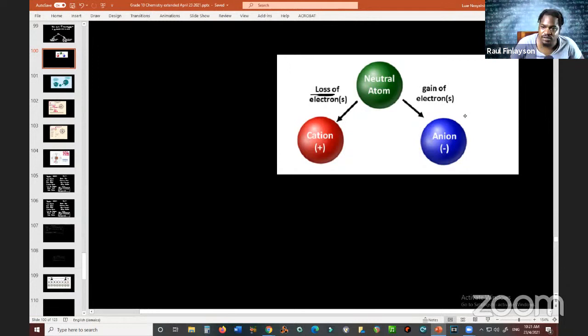That's it. Electrons are negatively charged. So if it loses them, then it will end up with more positive charge. Why? Because the neutral atom has an equal number of protons and electrons. But if it loses electrons, then more protons are left behind. Everybody understand that? Yes, sir.